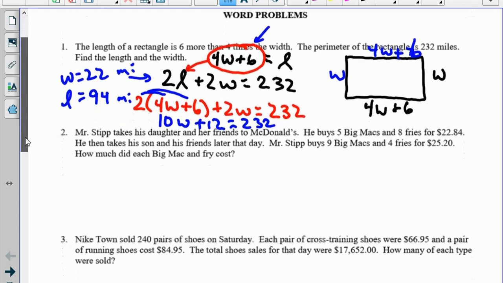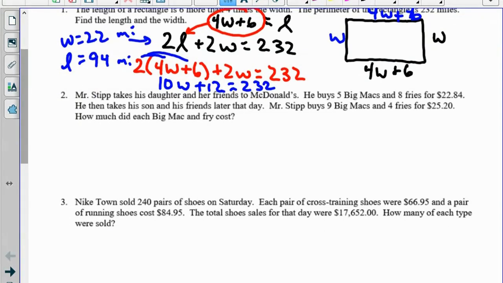Second problem. Mr. Stipp takes his daughter and her friends to McDonald's. He buys 5 Big Macs and 8 fries for $22.84. He then takes his son and buys 9 Big Macs and 4 fries for $25.20. How much did each Big Mac and fry cost?